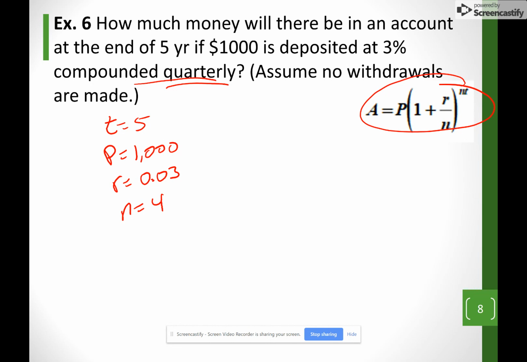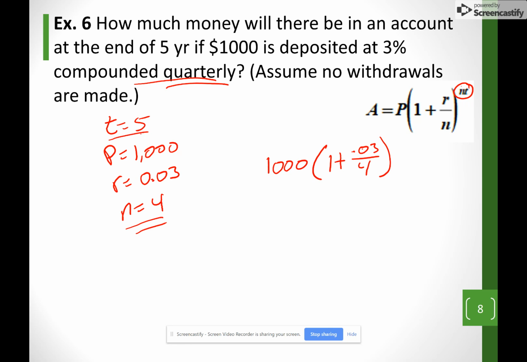So I'm just going to use my formula. Remember, A is how much money there will be. So using the formula, I have 1,000 times 1 plus 0.03 over 4. Now, n times t, I know how much n is. I know how much t is. So I'm saying this is to the 20th power. I'm going to work that out.